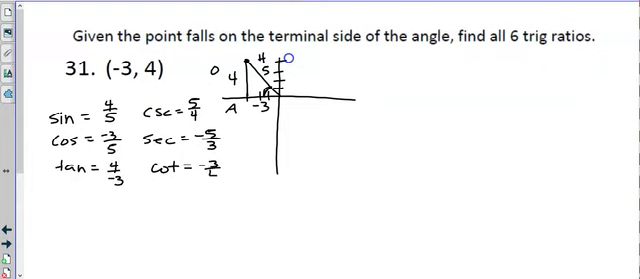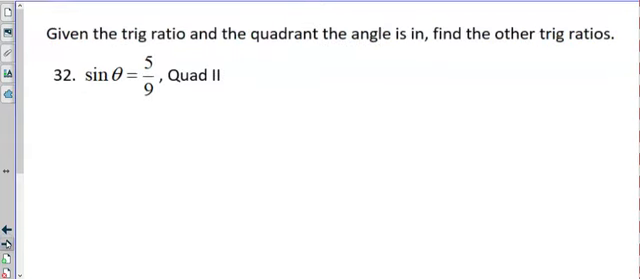Cotangent, flip it. And that one should be good. I'm just double checking. I went faster on that one. I want to make sure I got them all right. I think so. Okay. Last set of problems here. Given the trig ratio and the quadrant the angle is in, find the other trig ratios.